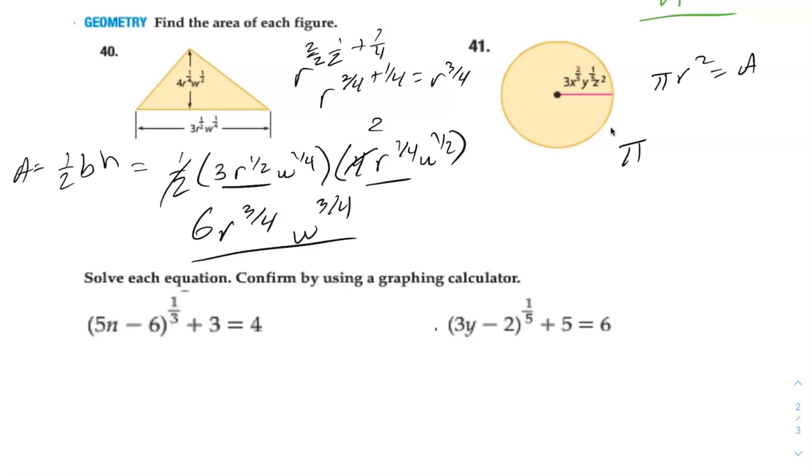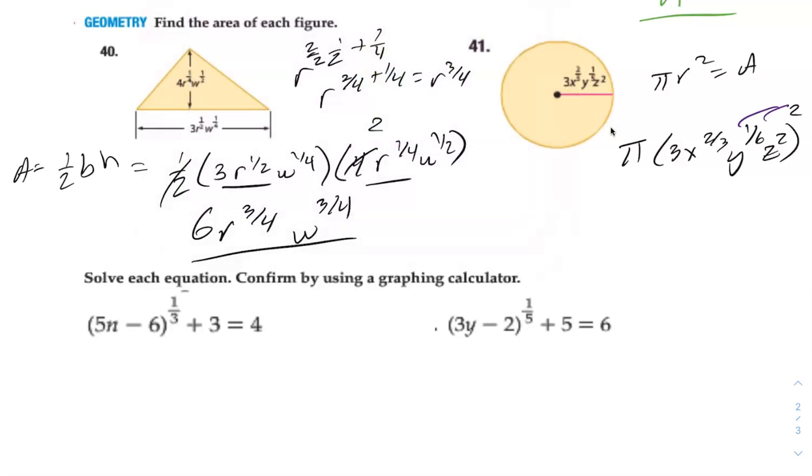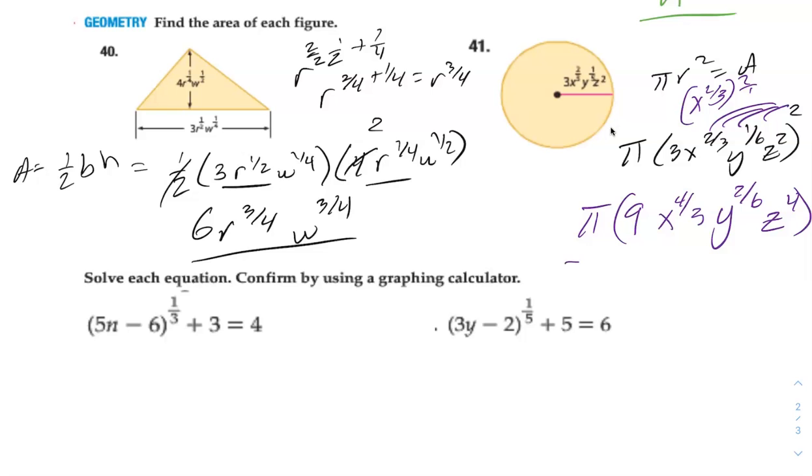So pi, and then r is 3x to the 2/3, y to the 1/6, I think, z squared, and then squared. Well, remember that square goes to every single thing in there. So I get pi, I get 3 squared, which is 9. I get x squared. Let's remember that this multiplies, it's like 2 over 1. So I get x to the 4/3. Same thing here, I get y to the 2/6 and I get z to the 4. And there's my answer. I can reduce the y a bit, but I'm happy.